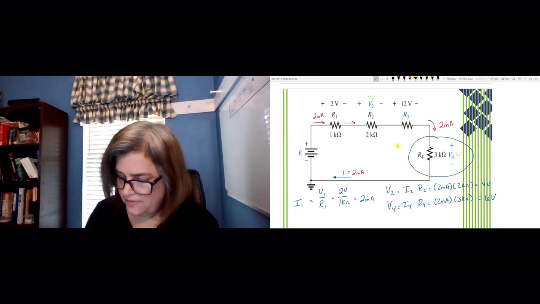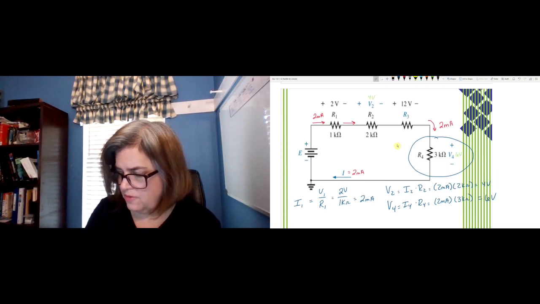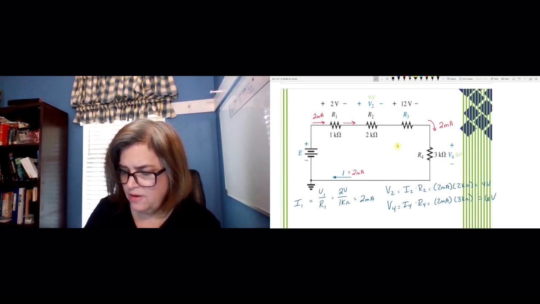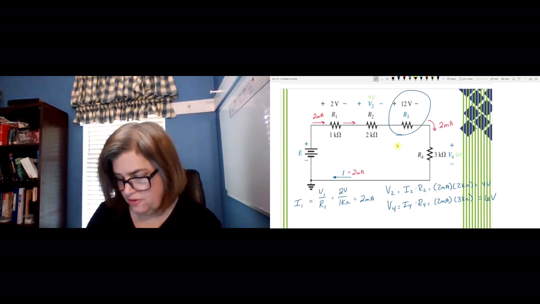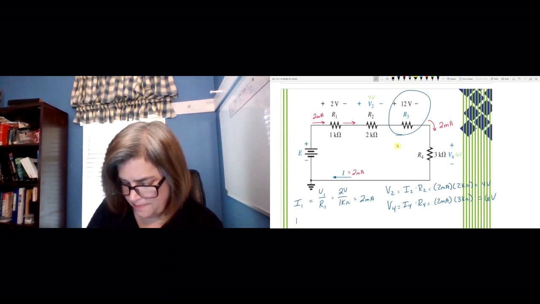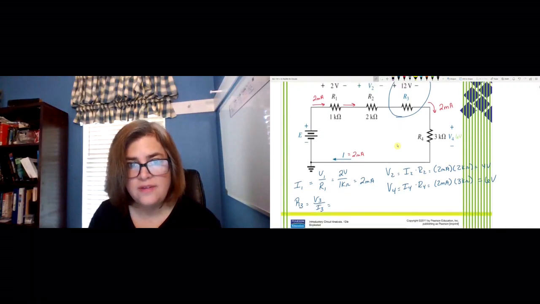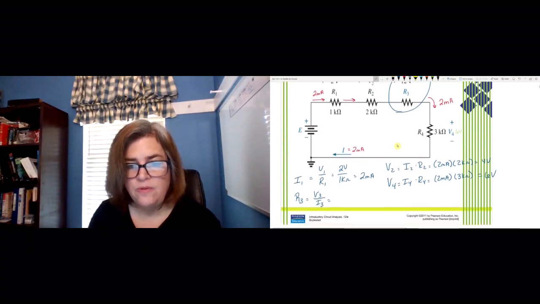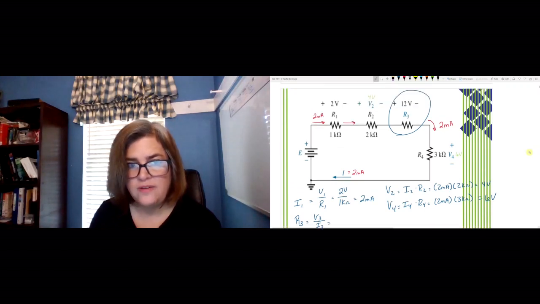And what else do I have left? I have left to find R3. Okay, so R3 right here. I know the current through R3, and I know the voltage drop across R3. So I'm looking for R3, where that is V3 over I3. The other thing is, make sure you're getting Ohm's law right, okay? If you get it wrong, that's a pretty big problem, so make sure you're getting this right.